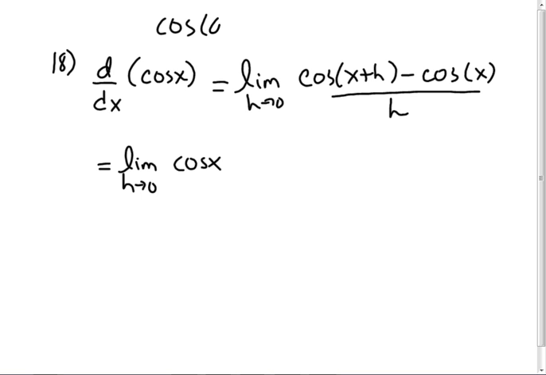Cosine of a plus b, I believe, if I'm remembering right. Otherwise, I look it up. Cosine a cosine b, minus sine a sine b. Okay, so it's the cosine of x times the cosine of h.